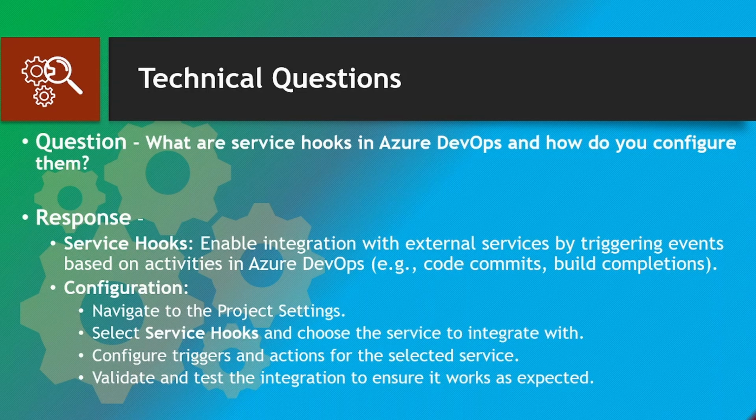Configuration, how do we configure it? Navigate to the project settings, select service hooks and choose the service to integrate with. Configure triggers and actions for the selected service. Validate and test the integrations to ensure it works as expected.